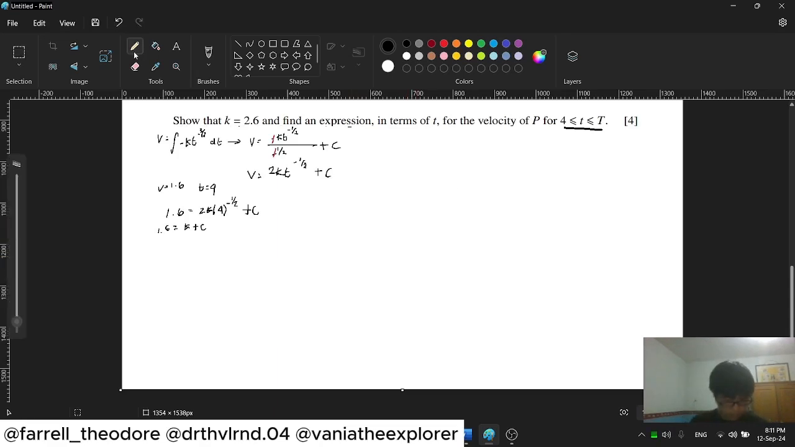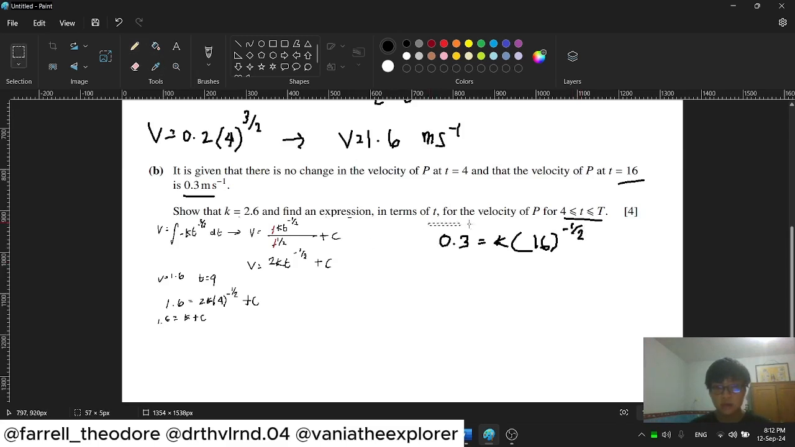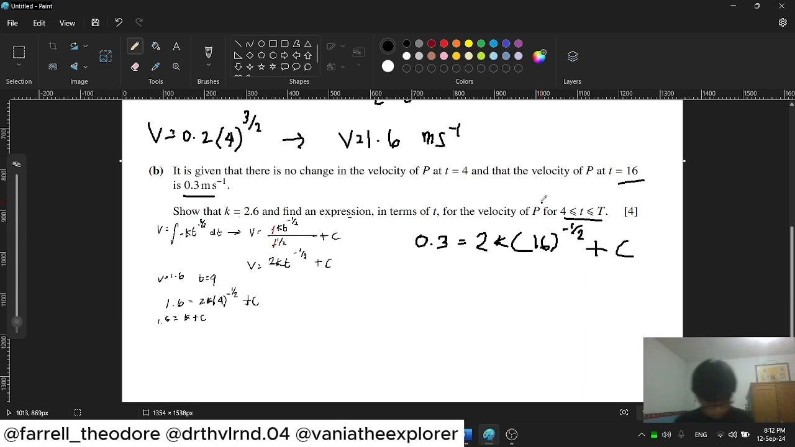Next, we have to again calculate using the given, which is 0.3 meters per second at 16 seconds. So 0.3 is equal to 2 times k times 16 to the power of negative half plus c. And this will become 0.3 is equal to half k plus c.